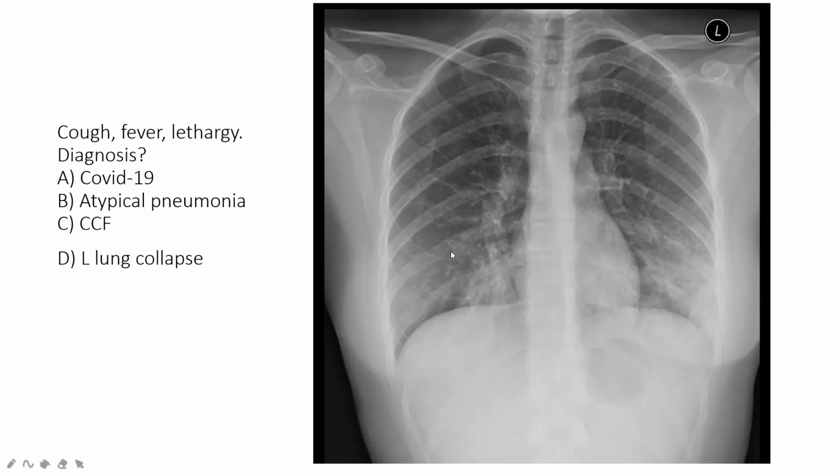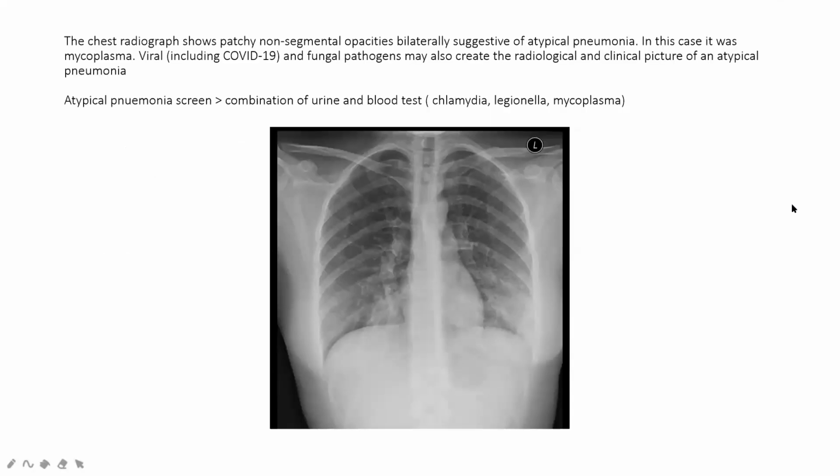Okay, so in this X-ray, we can also see hazy areas of increased density bilaterally, affecting the lower zones, more prominent on the left side. They're not quite consolidations, not as white, it's not as opaque. So it looks very much like COVID-19. However, this case wasn't COVID-19. It was a patient who had mycoplasma pneumonia, which is an atypical type of pneumonia.